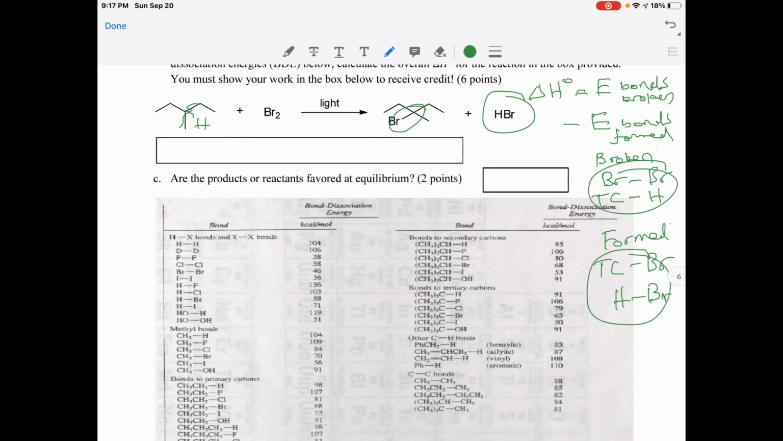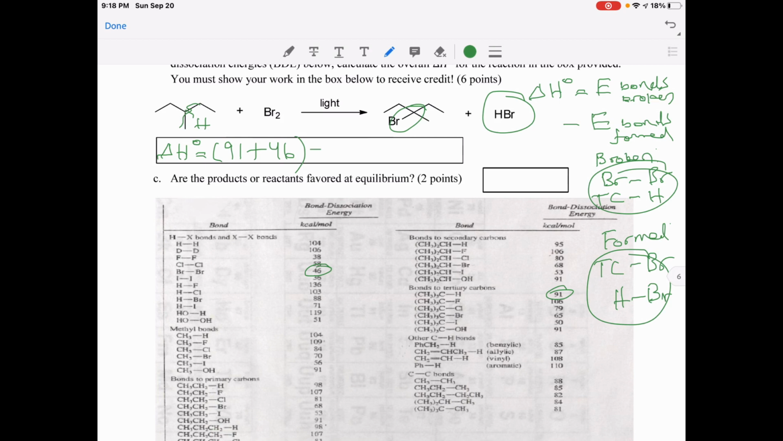If we look at this table, let's try to find the values for the bromine-bromine bond. The bond dissociation energy is 46 kilocalories per mole. For the tertiary carbon and hydrogen bond, that is 91. So those are the bonds that are broken. When we write it down in our equation, that is 91 kilocalories per mole plus 46 kilocalories per mole, the total energy of the bonds broken.